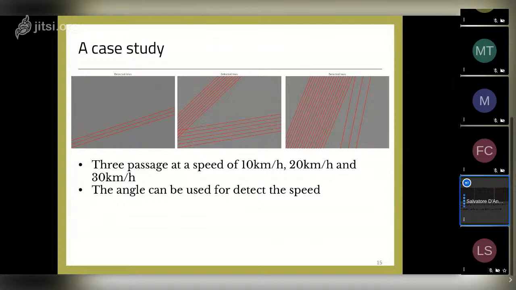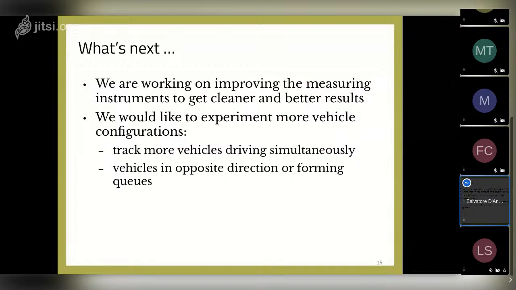We have the first passage at 10 kilometers per hour, then 20 kilometers per hour, and 30 kilometers per hour. And the angle of the lines extracted with the Hough transform can be used to detect the speed. We are working on improving the measuring instrument to get a cleaner and better result.